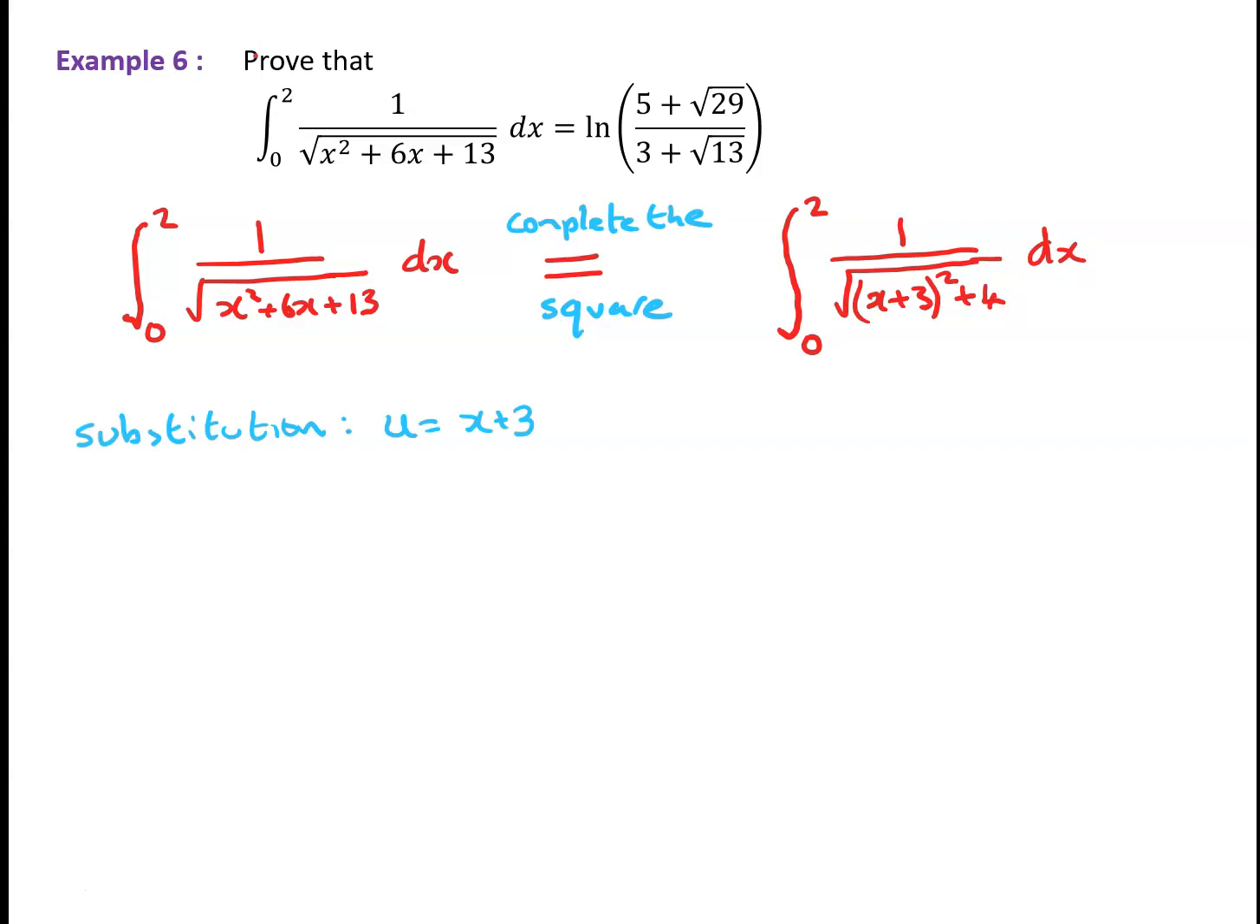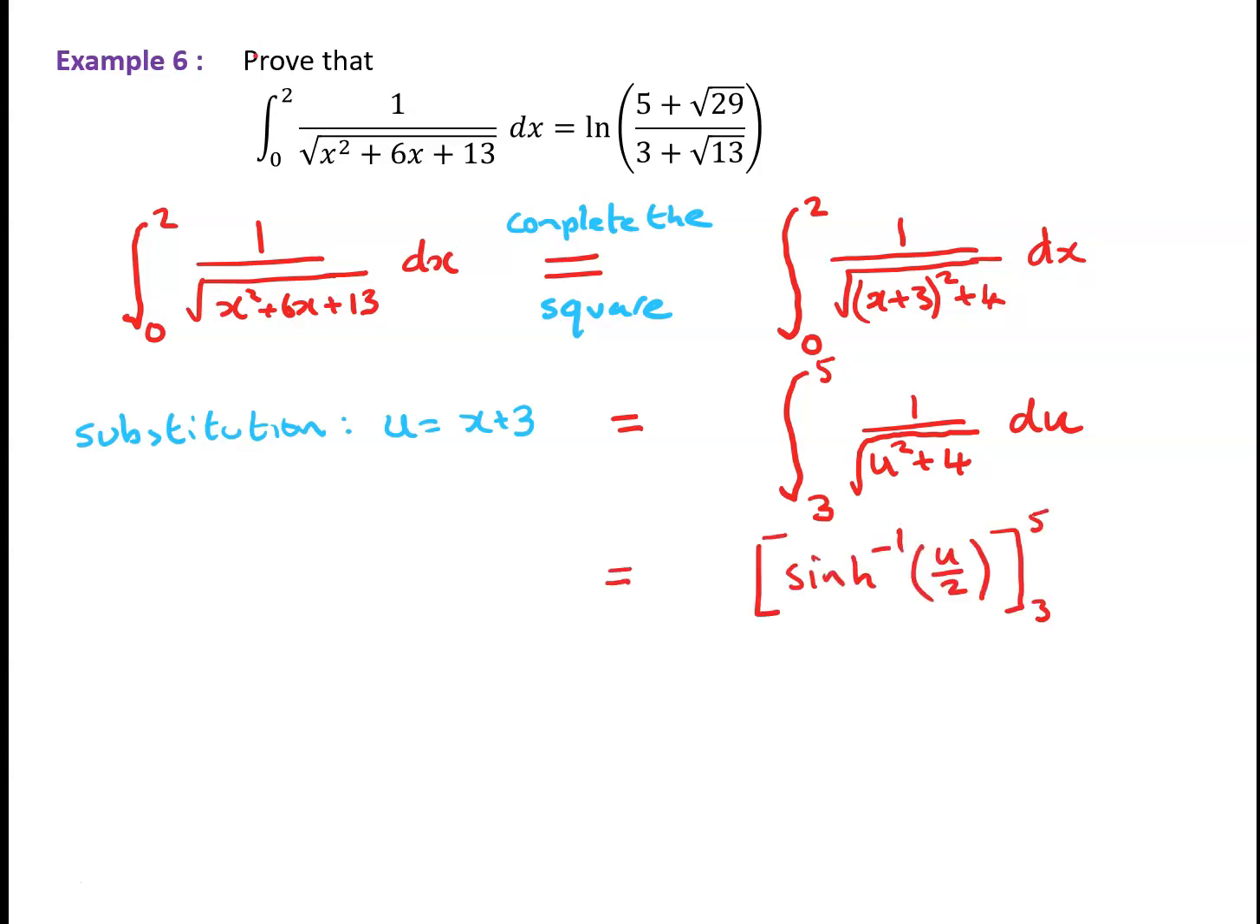If I make the substitution u equals x plus 3, the integral is going to become 1 over the square root of u squared plus 4. I've got du by dx is 1, so du just replaces the dx. And the limits, well, when x was 0, u is going to be 3, and when x is 2, u is going to be 5. The integral of 1 over the root of u squared plus 4 now is one of our standard integrals, and that's just going to give me sinh to the minus 1 of u over 2.